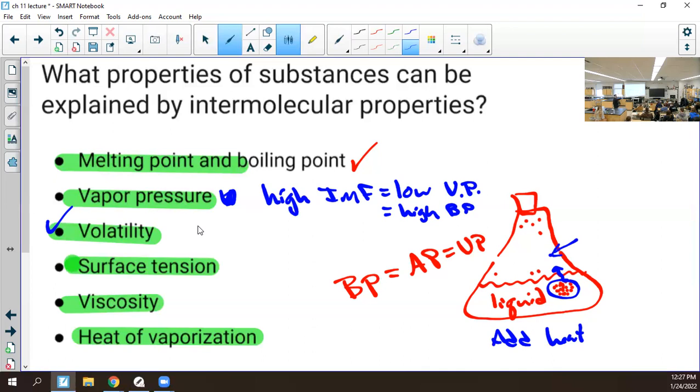So the stronger the intermolecular forces, the lower the volatility. So we'd say gasoline must have what type of intermolecular forces? Weaker, because it is very volatile. The weaker the intermolecular forces, the higher the volatility. They're almost exactly the same thing. Now they are different, but you can explain their changes in exactly the same way.